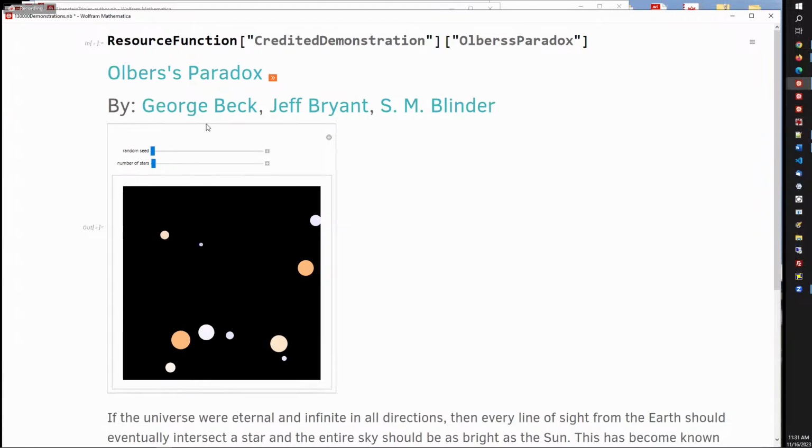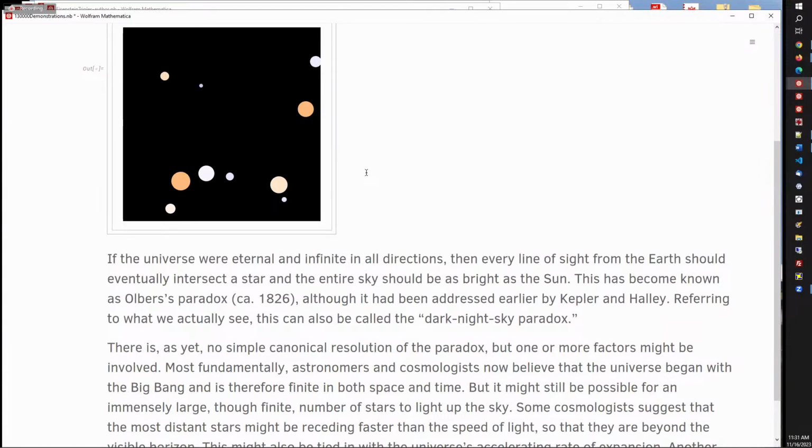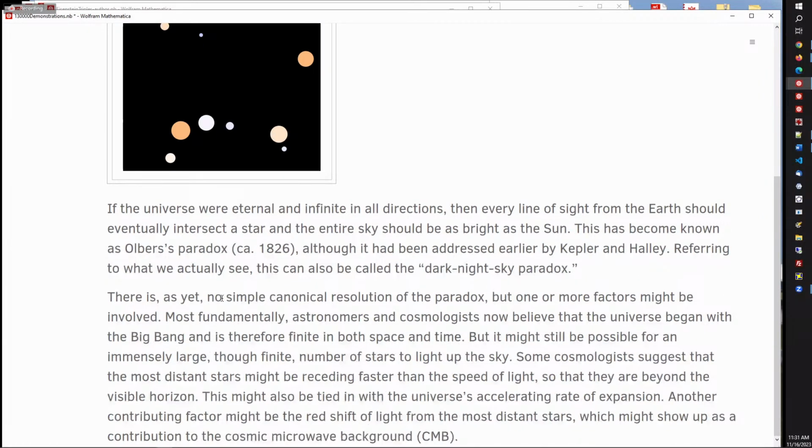Olbers' paradox. What color is the night sky? Well, it's mostly black with some bright points for stars. But if the universe were infinite, then there should be a line of sight for any point to intersect a star. And based on what we've seen with the new James Webb Space Telescope, it does seem like there's galaxies everywhere. The reason why the sky is black instead of bright is known as Olbers' paradox. The dark night sky paradox.